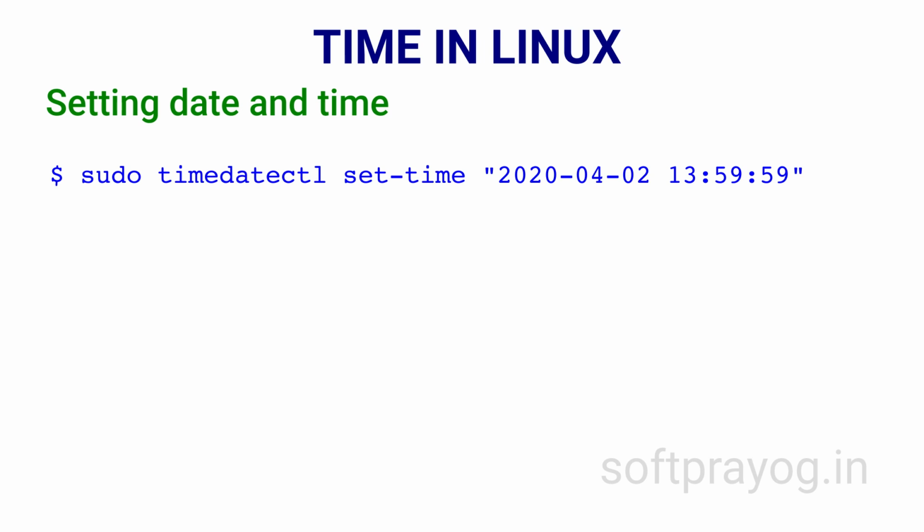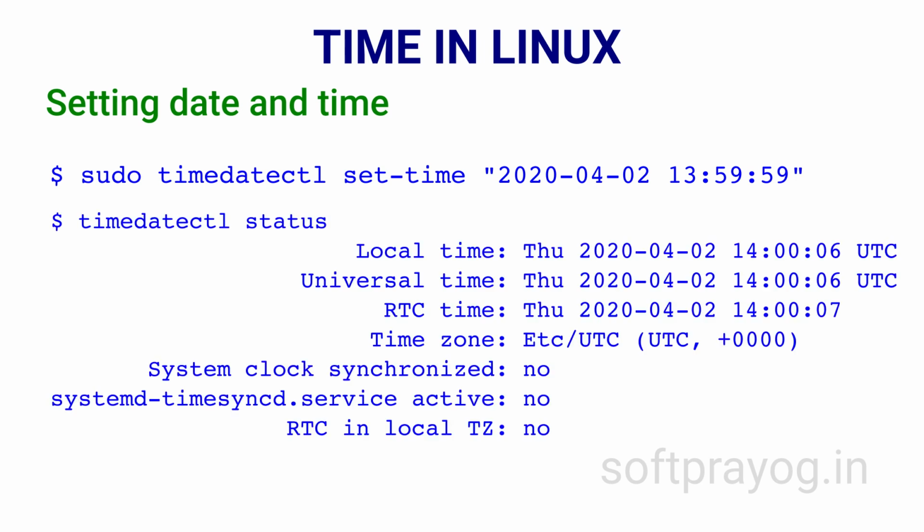The date and time should be in the YYYY-MM-DD HH:MM:SS format. And since there is a space between date and time, it should be put inside quotes. For example, timedatectl set-time '2020-04-02 13:59:59' sets the desired time.